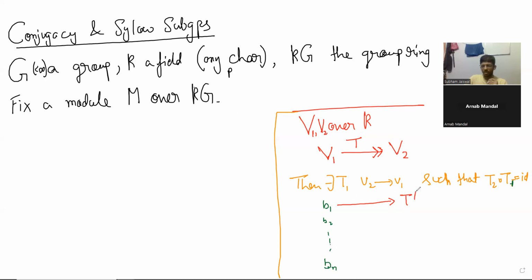Let's say this is tb1, this is tb2, and this is tbk, or rather tbn, right? So this is a surjective map, which means what? It means that tb1 to tbn is a generating set for v2, because that will generate the image, and the image is v2. So tb1 to tbn is a generating set for v2, right?